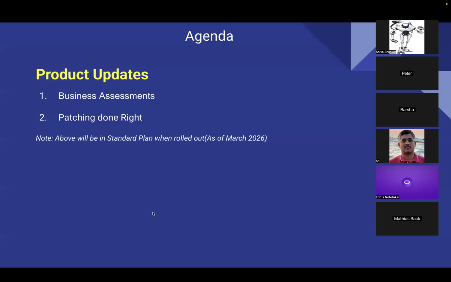We are going to cover two modules which are going out to production very soon. One is the business assessments, and second is patching. But this time, patching done the right way. I'm sure we have all the RMMs, a lot of solutions in the market, but the whole idea was when our CTO wanted to redesign this whole patching, he said, let's do patching the right way. So this is what we want to go over today.